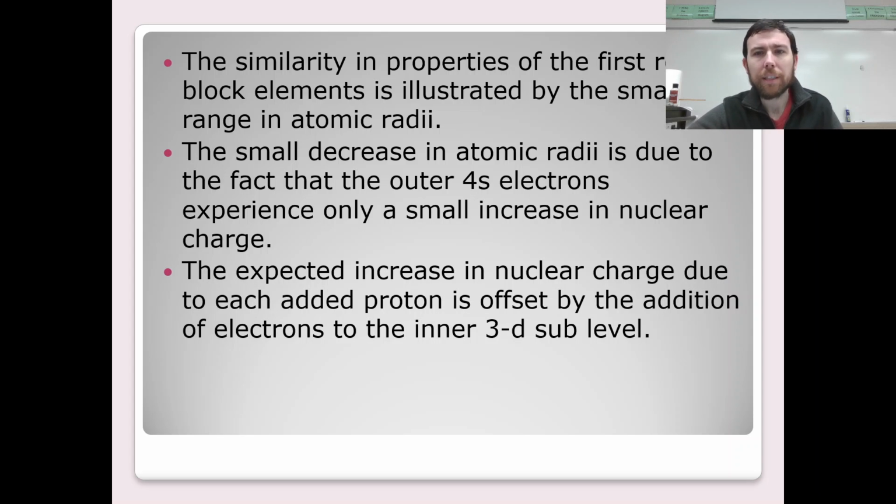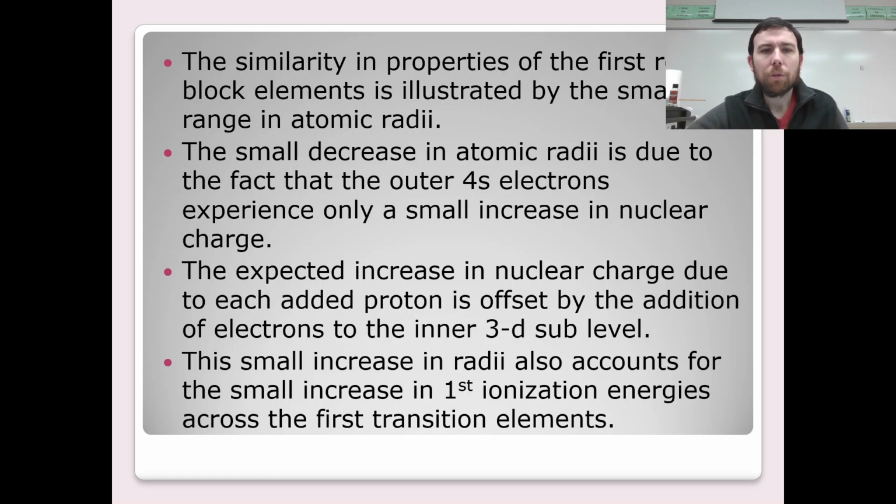Right, so the expected increase in nuclear charge that we would anticipate due to each proton being added is offset by the addition of those electrons to the inner 3D sublevel. And so looking at that as well, the small increase in radii also accounts for the small increase in first ionization energies across the first transition elements, right? So just like atomic radius is changing very little as we move across, the same thing is happening with first ionization energy. And it has to do with the fact that the increase in nuclear charge is being offset by the addition of electrons into that 3D sublevel.